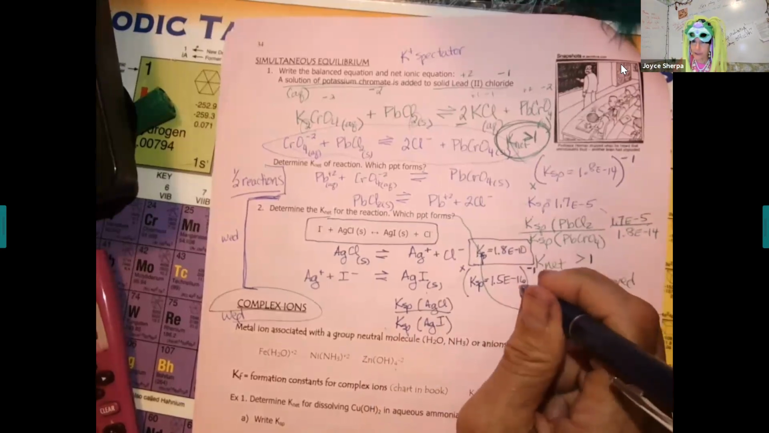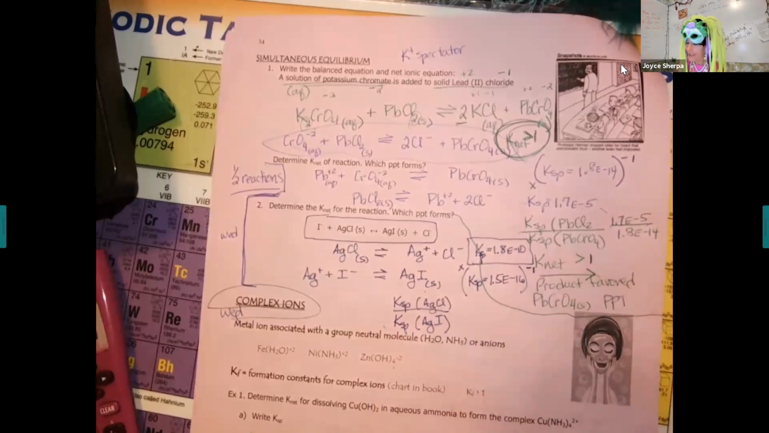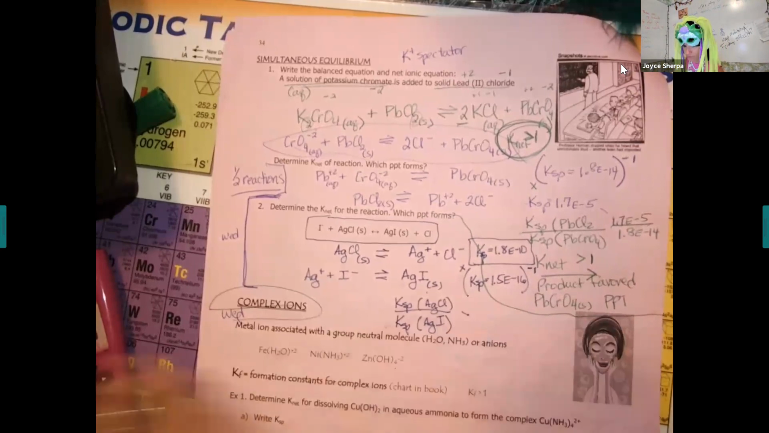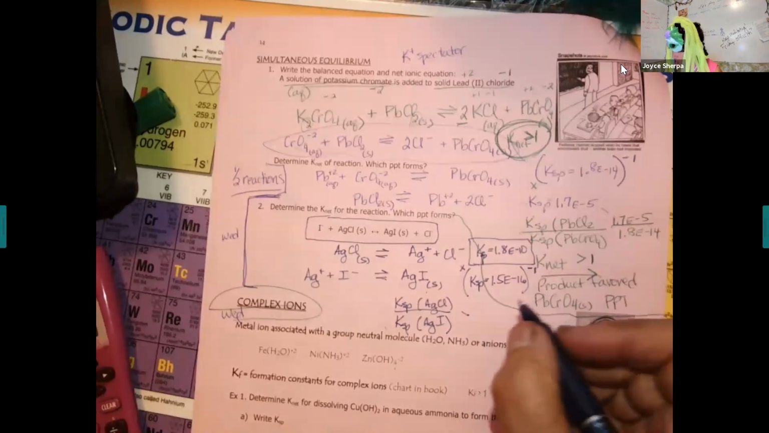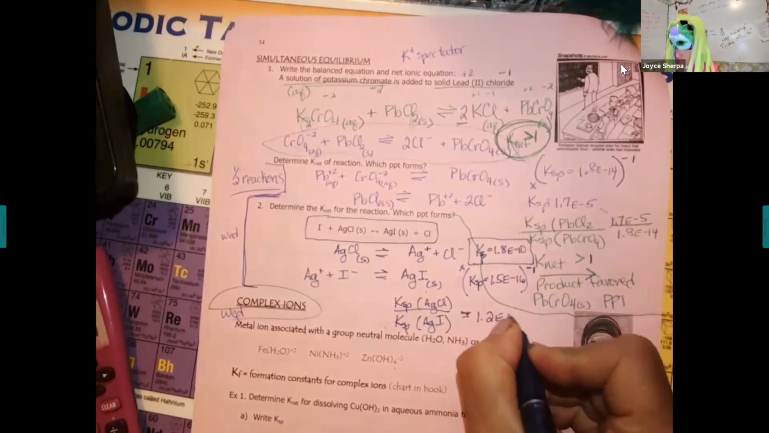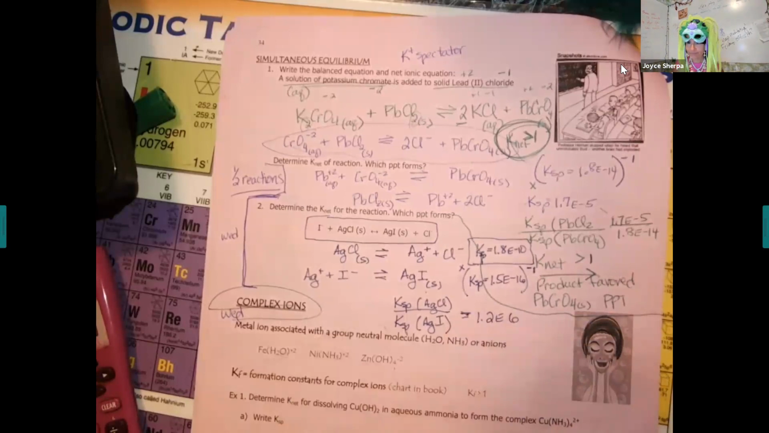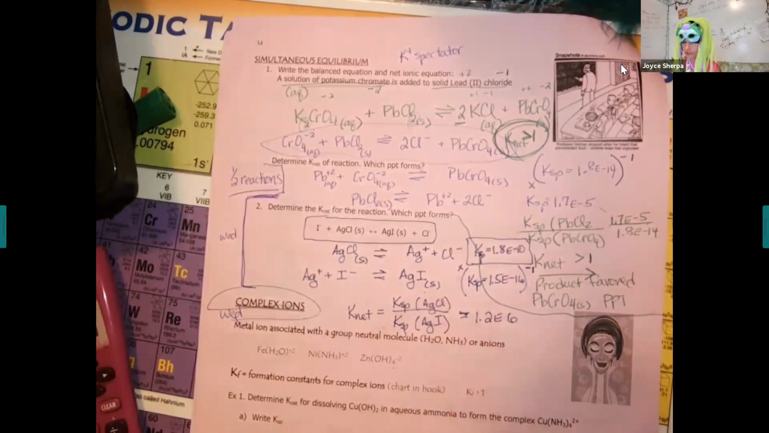So you can either multiply by it to the negative 1 or just divide by them. The answer does come out, well, why don't we just do it? So 1.2 e to the 6. No units, it's a K value. So that's our K net, or just K.